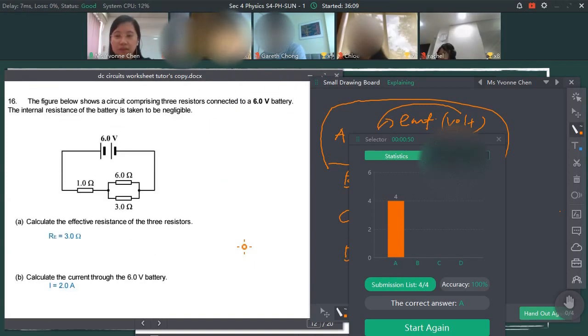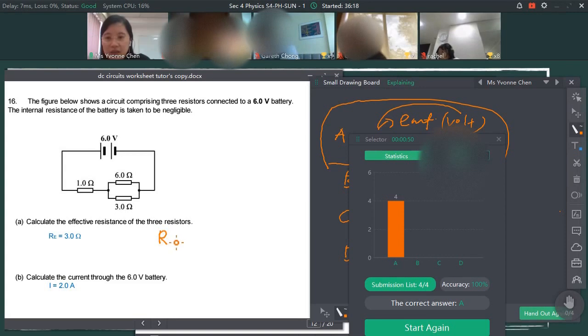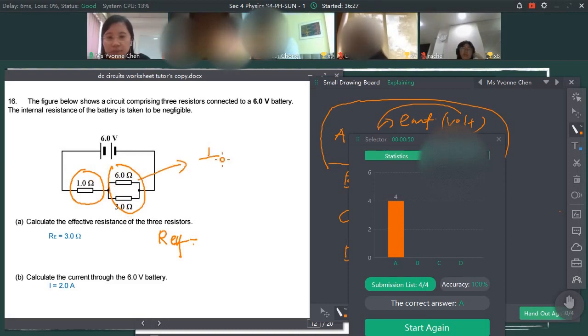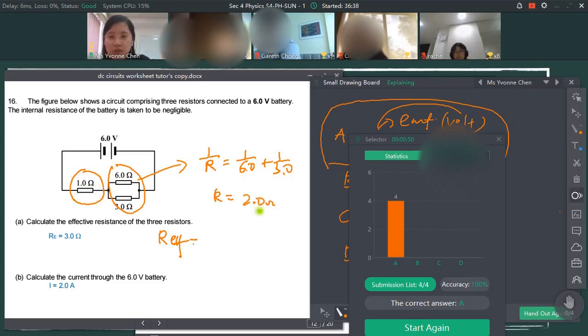Now let's look at question 16. You are supposed to find the total resistance of the 3 resistors. The R effective: this is connected in series with the other two, right? If you find the total resistance of these two, 1 over R equals 1 over 6.0 plus 1 over 3.0, so R equals 2.0 ohm. So 1 ohm and 2 ohm are connected in series. The total resistance is 1.0 plus 2.0, so it's 3.0 ohm.